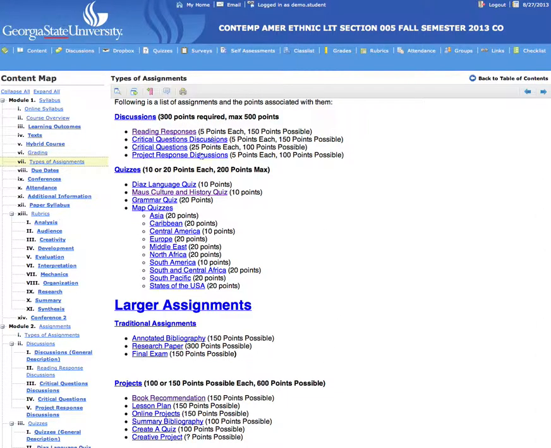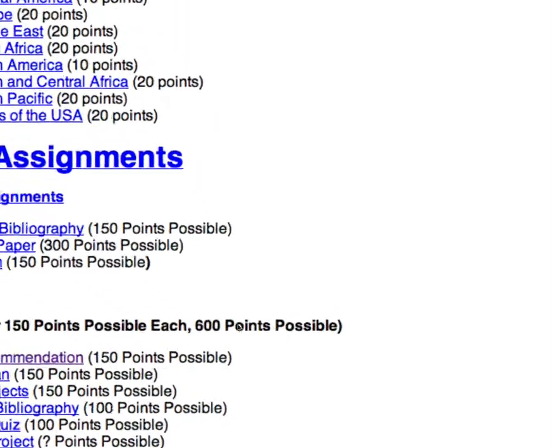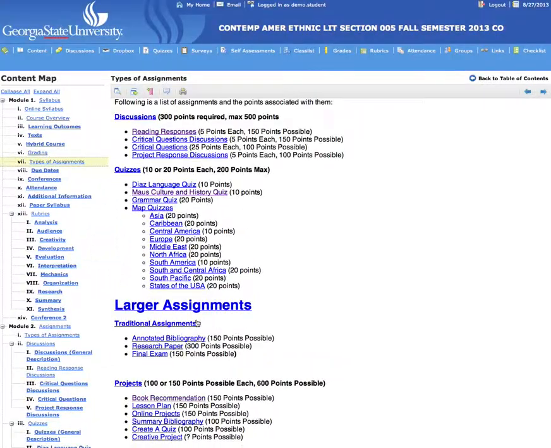You've got all these discussions that you should be doing throughout the semester. You can take the quizzes, you don't have to, and we'll talk more about that in class. And then all of you are going to be doing some sort of larger assignments. You could do a traditional type of selection here and do an annotated bibliography, research paper, and final. Or you can choose some of these different projects, or you could do a combination of them.